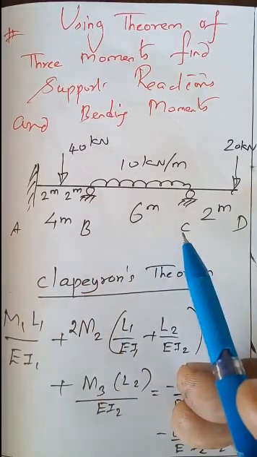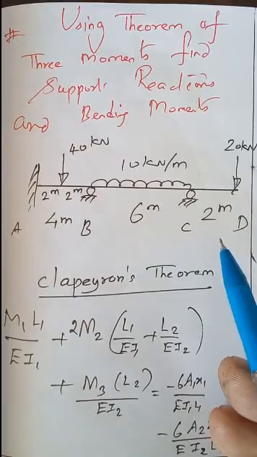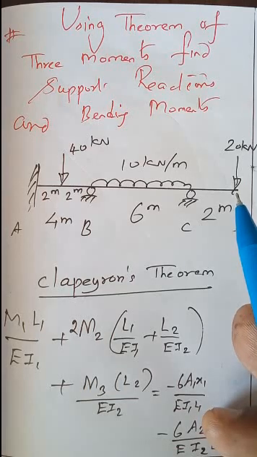Point C is also supported by another roller support. And here you have an overhang of 2 meters, which is then acted upon by a concentrated load, a point load, of 20 kilonewton.